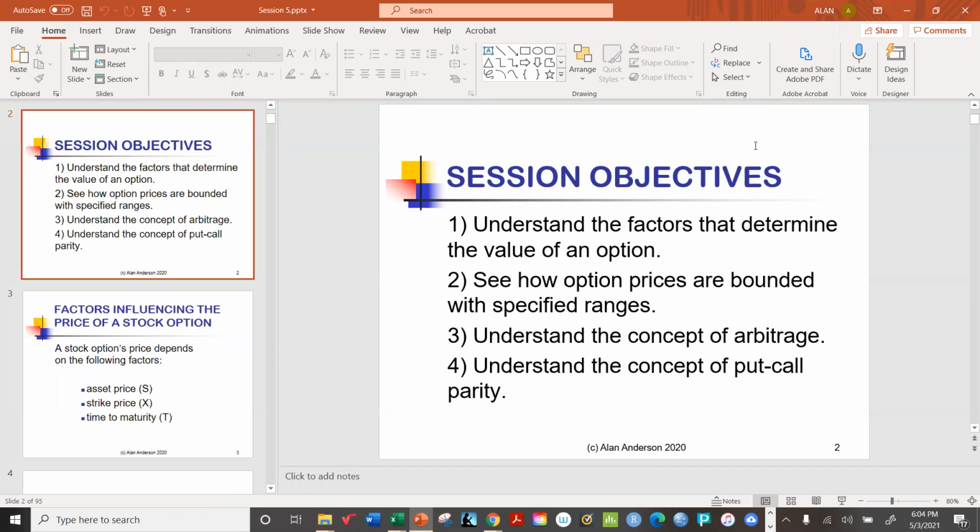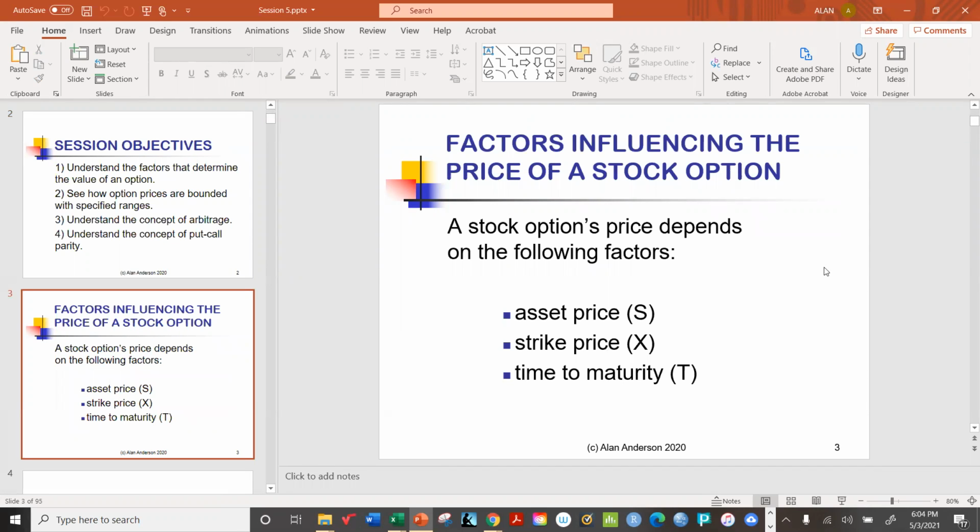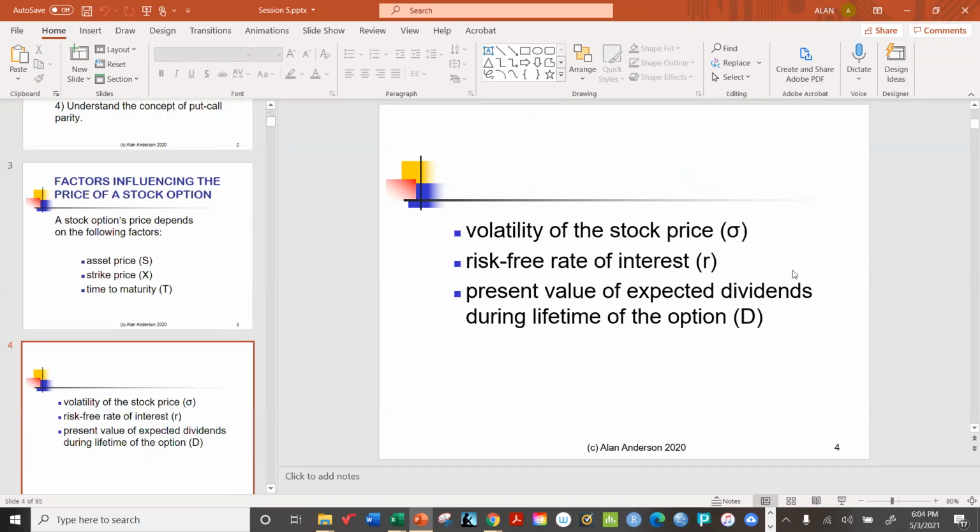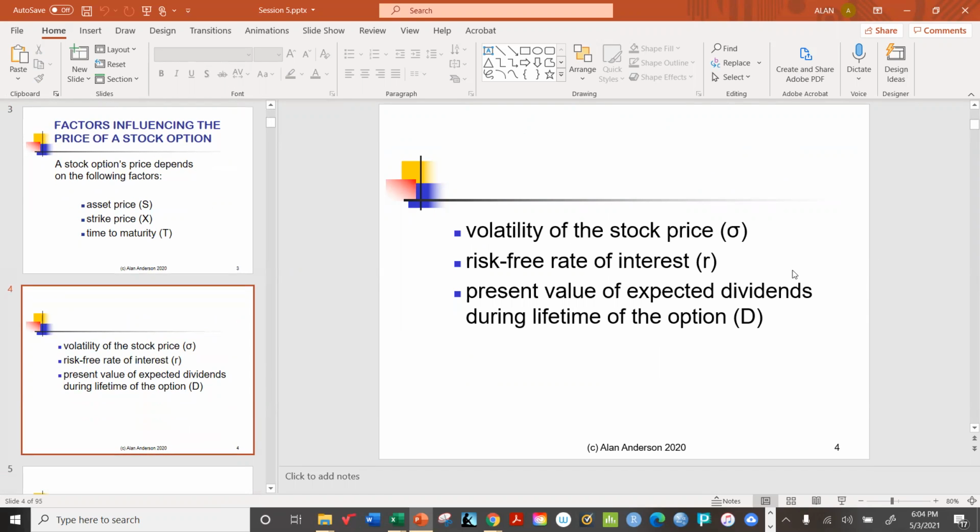So we'll start by noting that the factors that ultimately determine the price of a stock option are, of course, the asset price or stock price itself, the strike price of the option, the time until the maturity date of the option, the volatility of the stock's price, the risk-free rate of interest, and finally, the present value of any expected dividends that we think will be paid during the lifetime of the option, if there are any. All of these factors will have a direct impact on the price of the option, and what we want to understand is how and why this is happening.